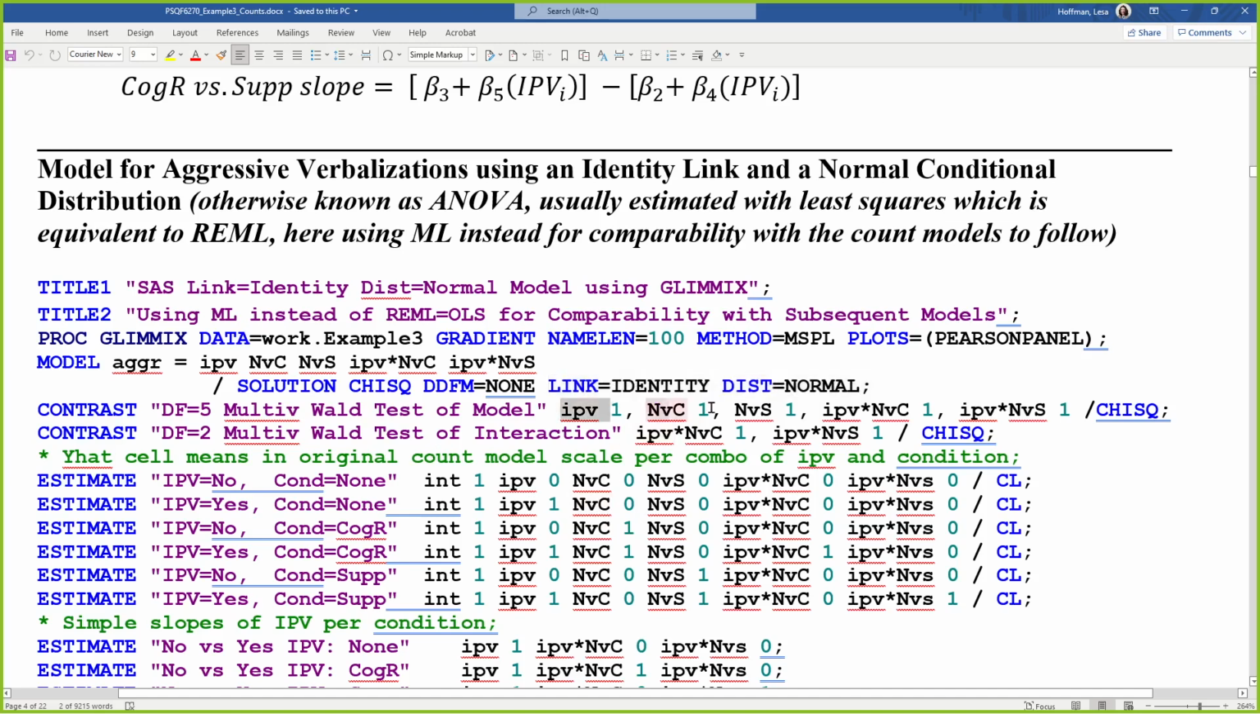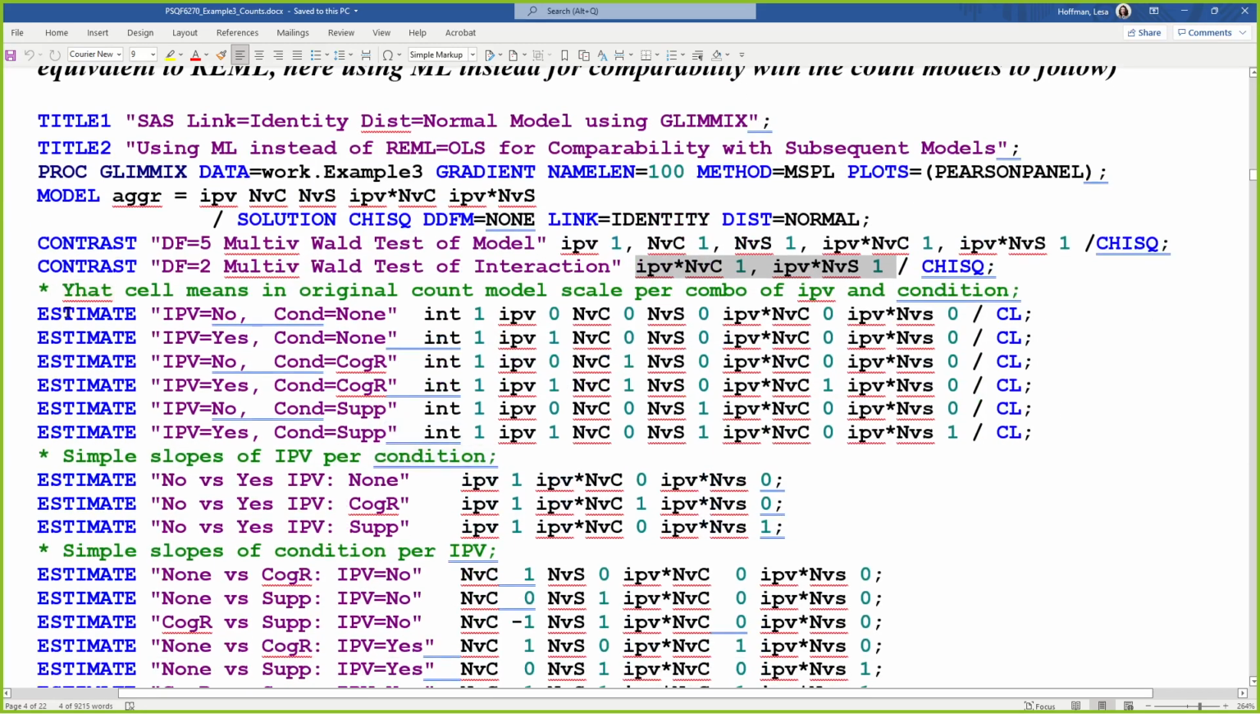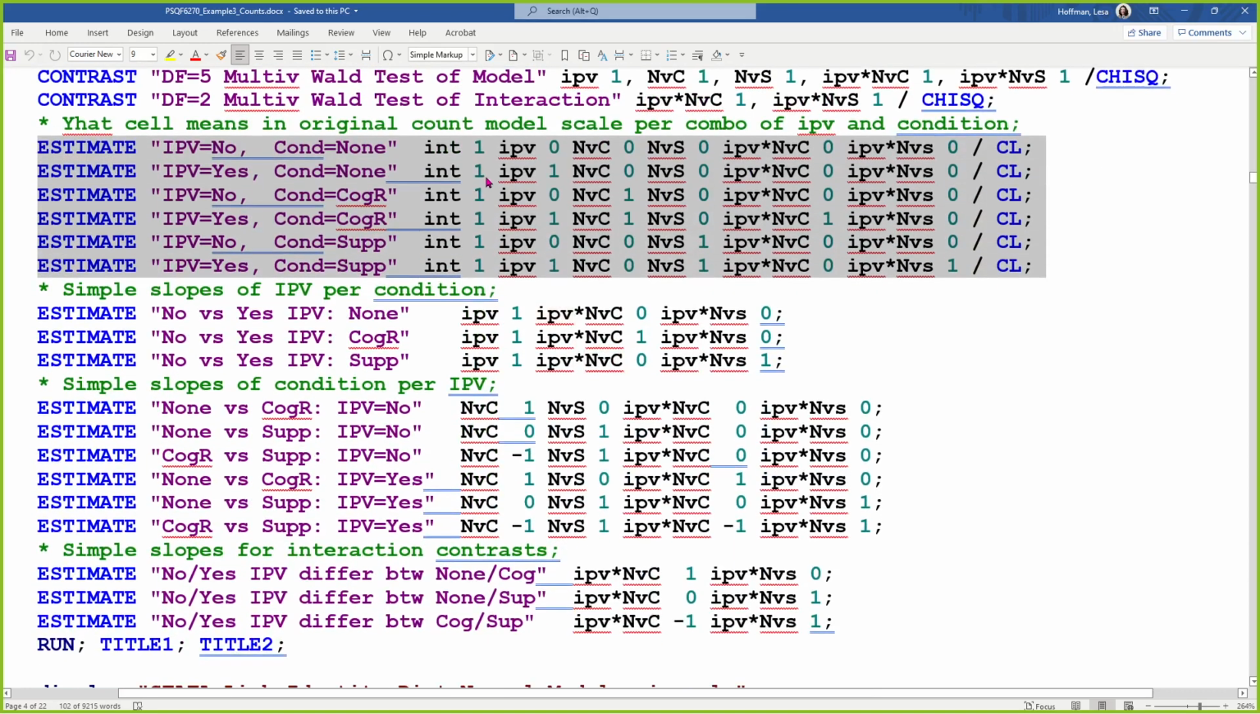So we have then a contrast here to get my multivariate Wald test for the model. This is like the F test for the model since we're in normal land. And then the 2 degree of freedom test for the interaction. I've got my cell means right here. These are built using everything in the model, intercept plus each of the simple main effects plus the interaction terms, and setting those to 0 or 1 to go with my coding scheme.